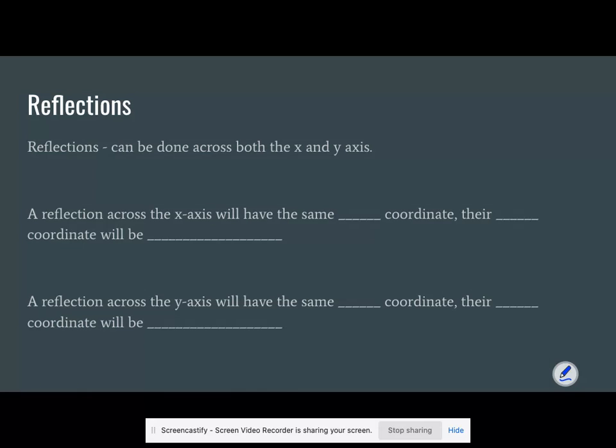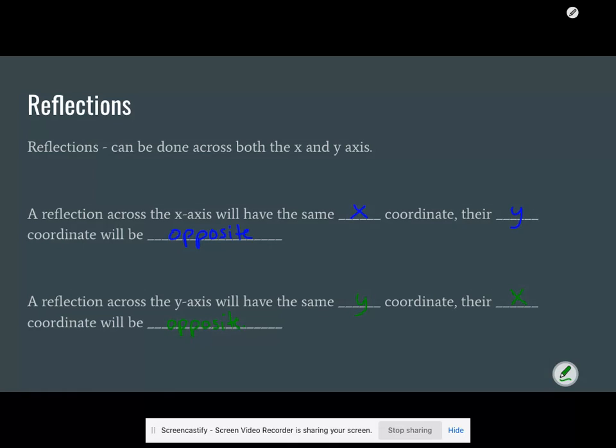A reflection across the x-axis will have the same x coordinate. Their y coordinate will be opposite. A reflection across the y-axis will have the same y coordinate. Their x coordinate will be opposite.